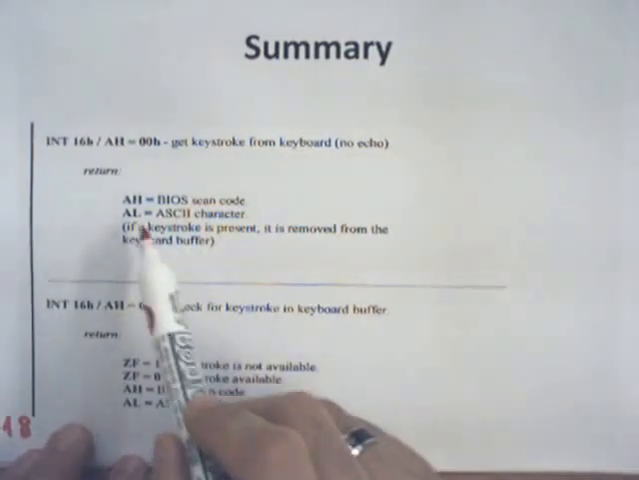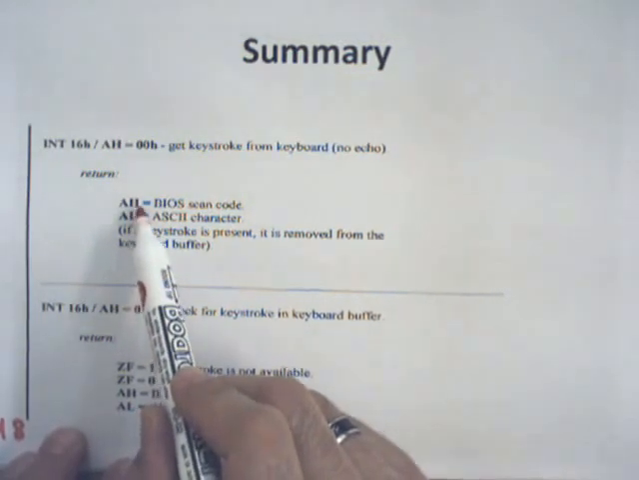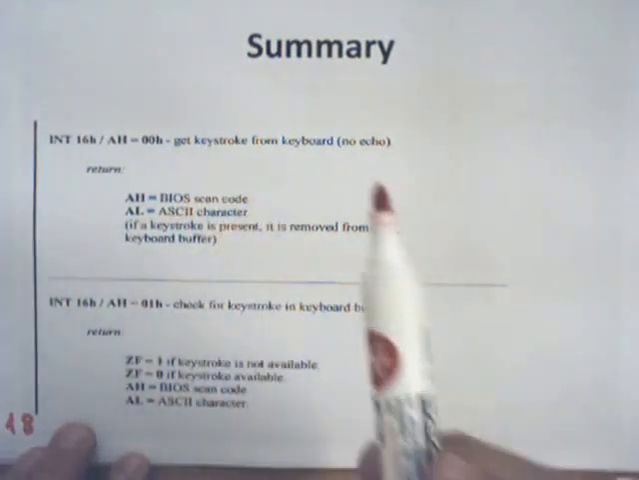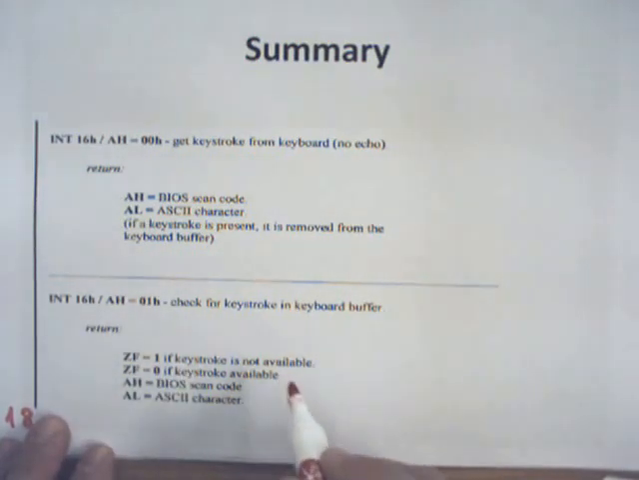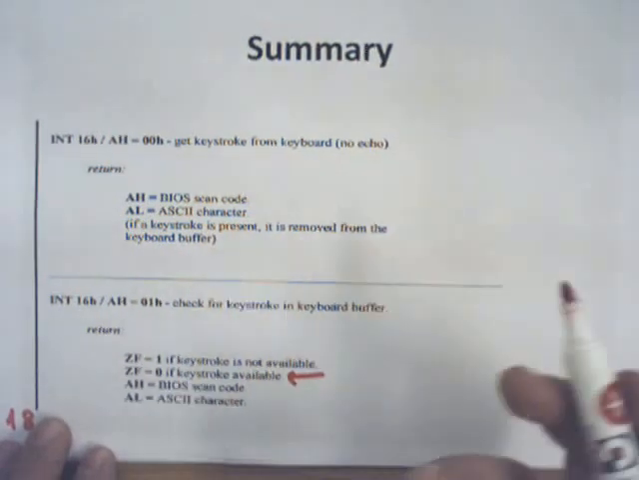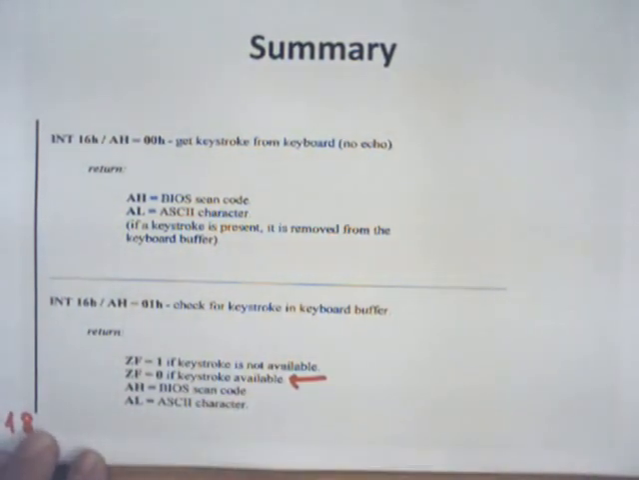Get a keystroke. For register AH, the high byte of A holds the BIOS scan code and the low byte holds the ASCII character code. Zero flag 0 means a keystroke is available, and zero flag 1 means no keys pressed yet. After this, register A stores the character codes.